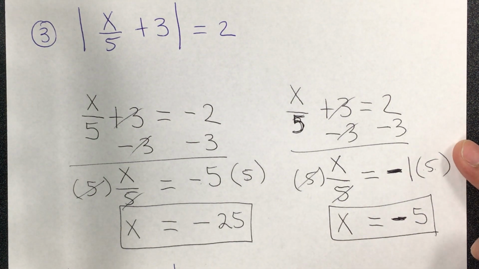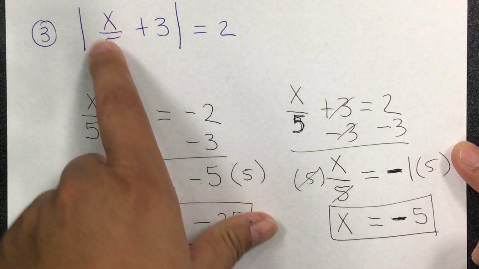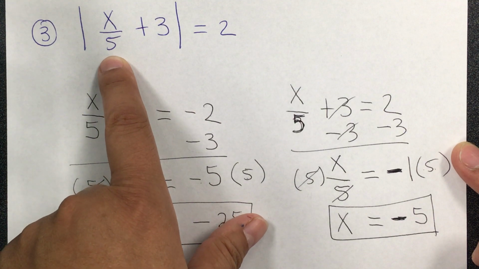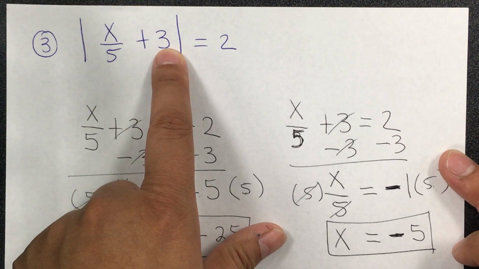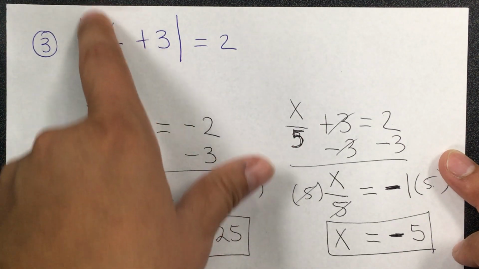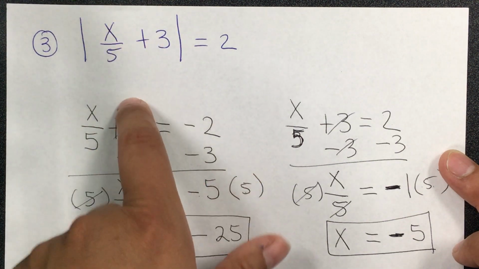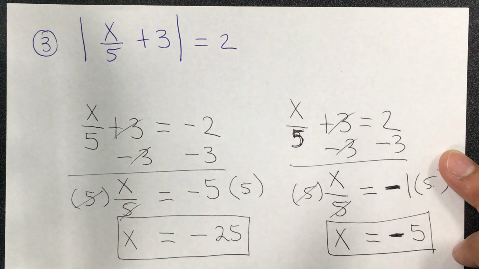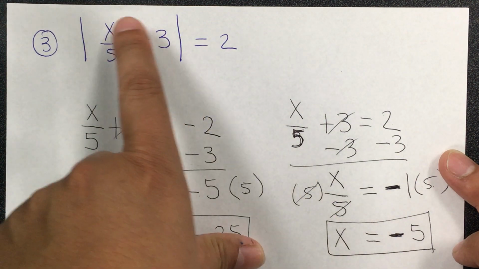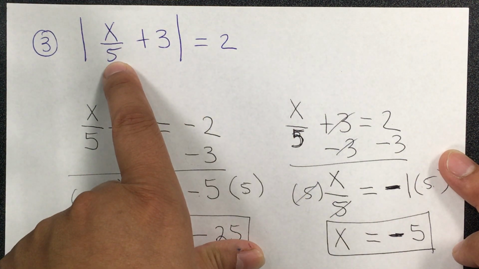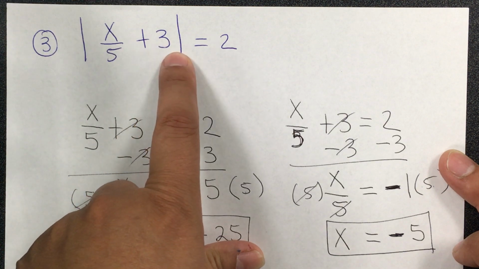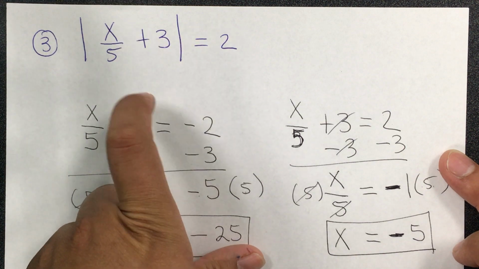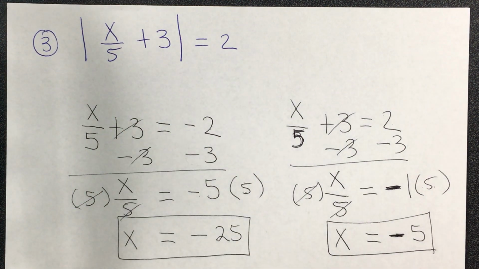Now you can do the mental check. Negative 25 divided by 5 is negative 5, plus 3 is negative 2, but taking it out of the absolute value, negative 2, what is the absolute value? Positive 2, so that's right. The negative 5 is negative 5 divided by positive 5 is negative 1, plus 3 becomes positive 2, and the absolute value of positive 2 is 2. So those are correct.